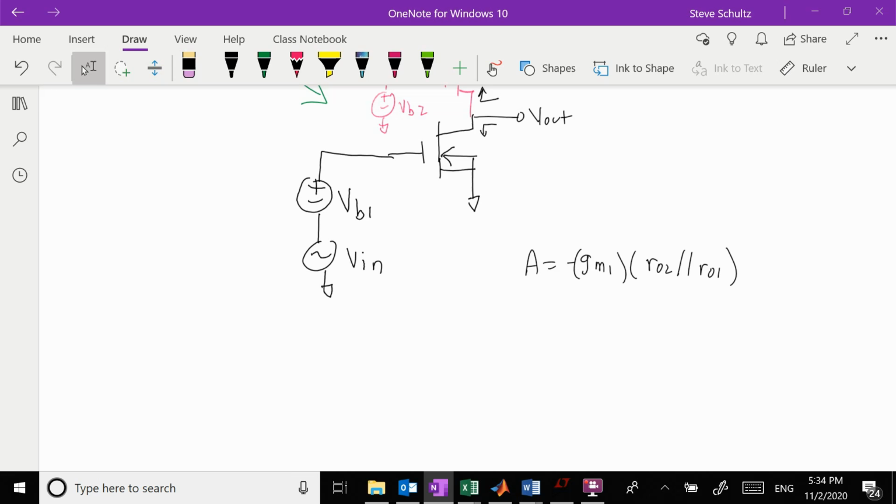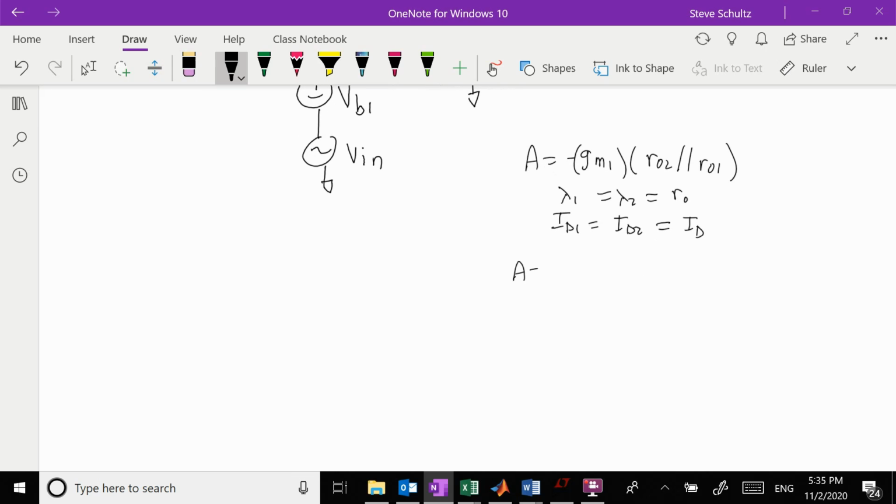So let's assume that these transistors are the same, meaning that lambda 1 equals lambda 2. This means, and since they're in series, ID1 equals ID2, which means we'll just call this R0 and we will call this ID. And so now my gain is equal to minus gm1 times R0 in parallel with R0, which is equal to minus 1/2 gm1 R0.